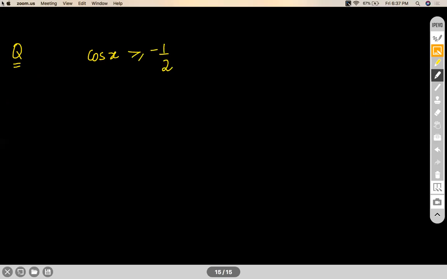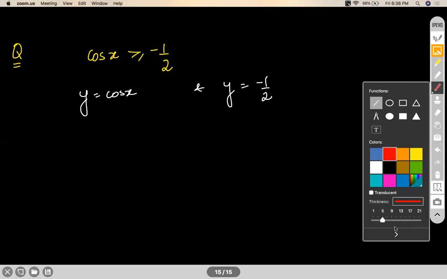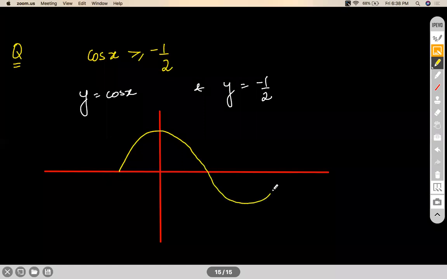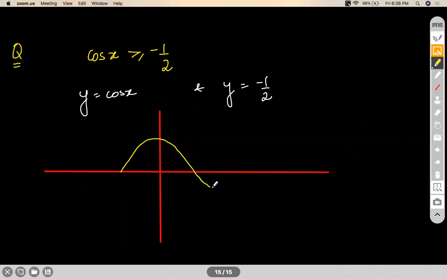Again, this is a simple question. Let's talk about two graphs here: y is equal to cos x and y is equal to minus half. Now you want to know when your cos x graph is equal to or higher than the graph of y equal to minus half. So let's make a graph of cos x. We'll take an interval and then extend it to other intervals. So let's say I take this graph.